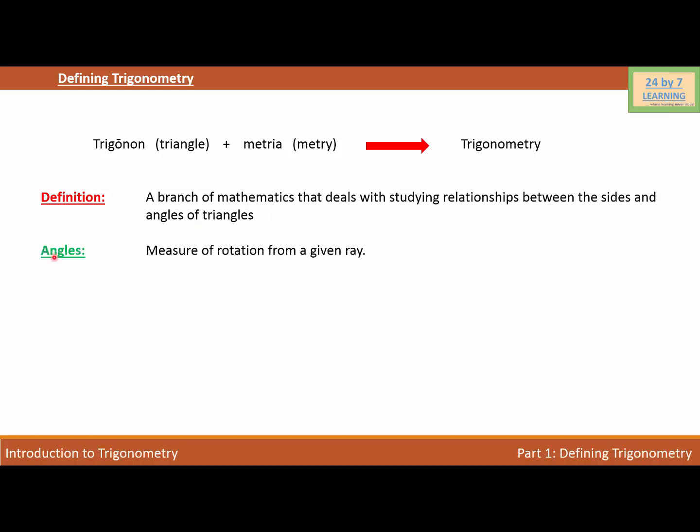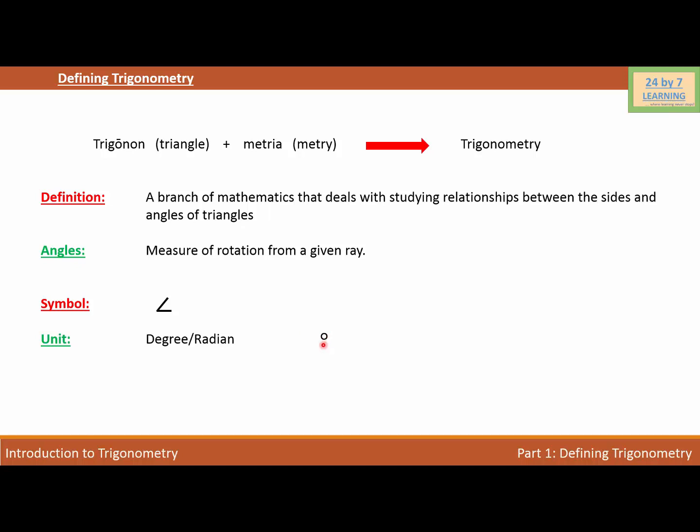The first thing we need to discuss is angle. Angle is basically a measure of rotation from a given ray. This is the symbol for angle. Now let's talk about the unit to measure the angle. The unit that we use to measure the angle is either degree or radian, and we use this symbol to denote degree.